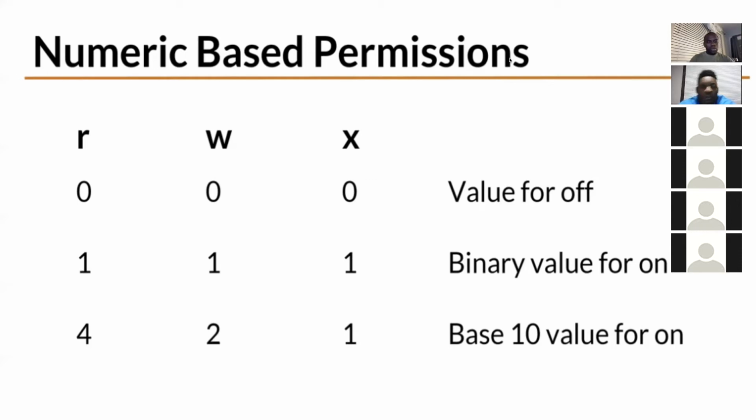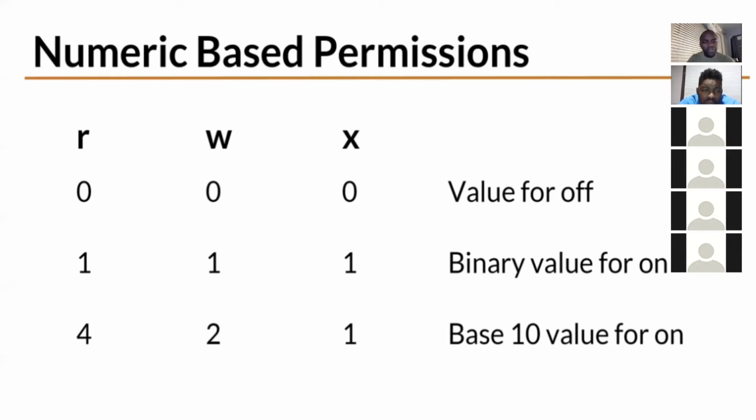Can someone shout it out real quick? Like I said, to provide someone read access is the number 4, write access is the number 2, and execute is number 1. So if I wanted to provide you read and write access, what number should I be providing you? What mode should I be putting you in?